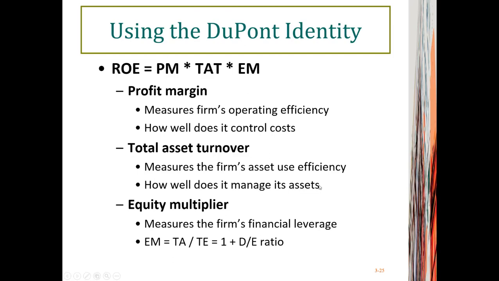And here is more information for ROE. Here's a shortcut for you to calculate the equity multiplier. If you know the debt to equity ratio, then the equity multiplier equals 1 plus the debt to equity ratio.